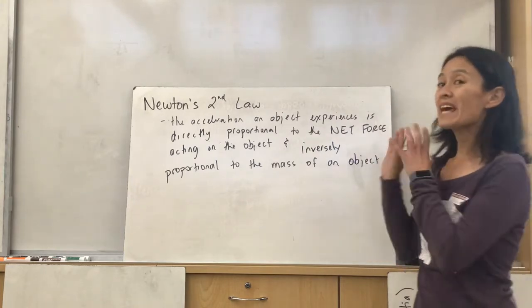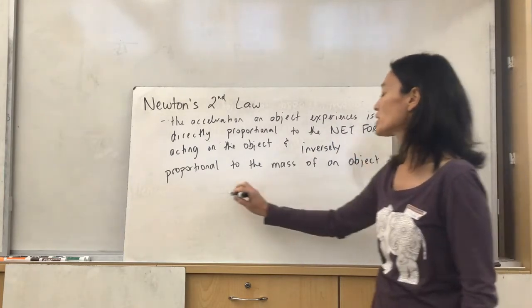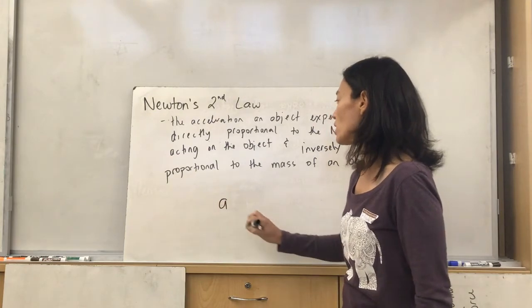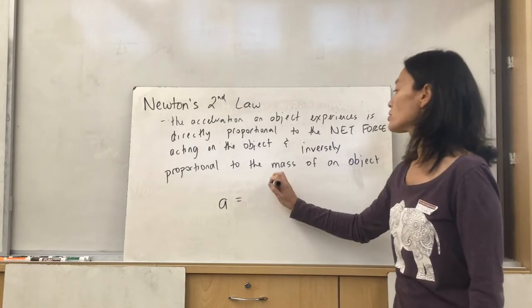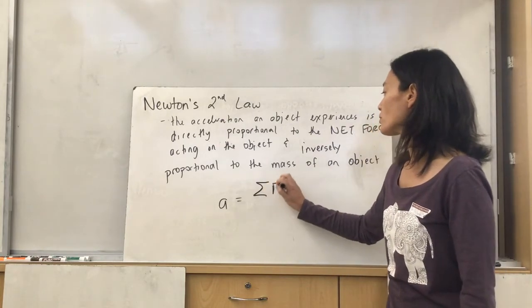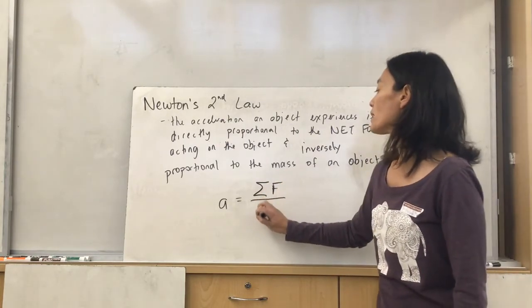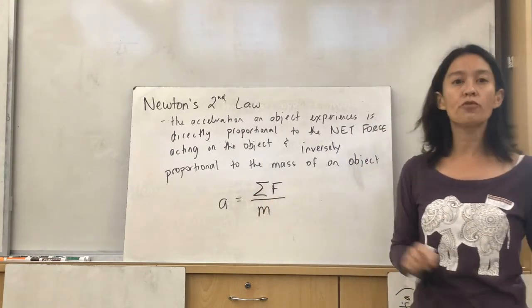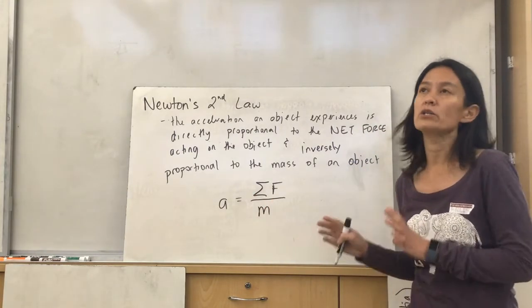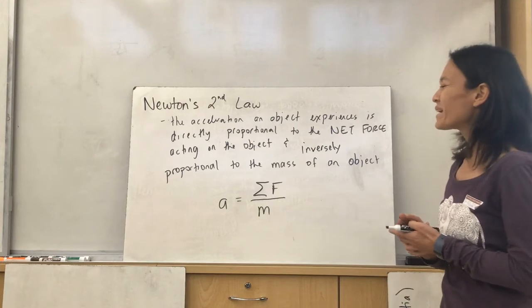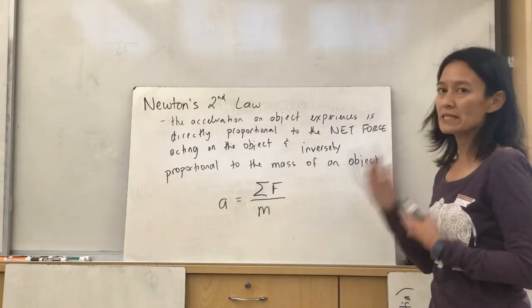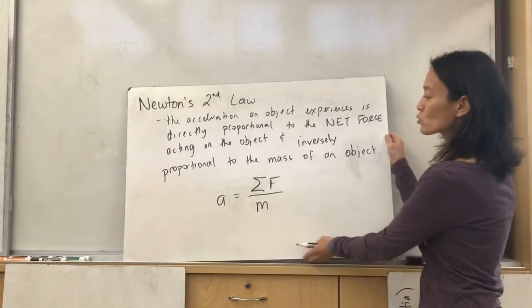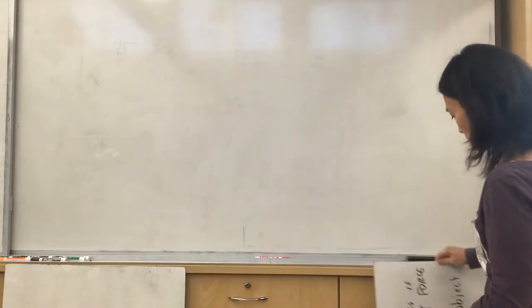So if I were to put this in terms of an equation, it's saying that the acceleration of an object is directly proportional to the net force. And the net force is the sum of all the forces acting on an object, divided by the mass. So this is the formal way one would write Newton's second law. But I don't really like how it's written this way. We're going to utilize it in a little bit different way, so we're going to rearrange it, and I'm going to go through the derivation of that.